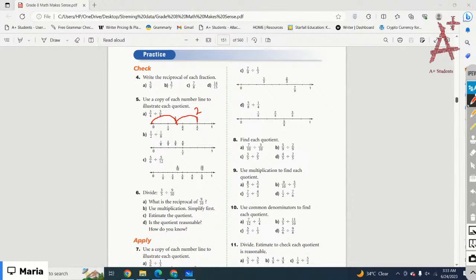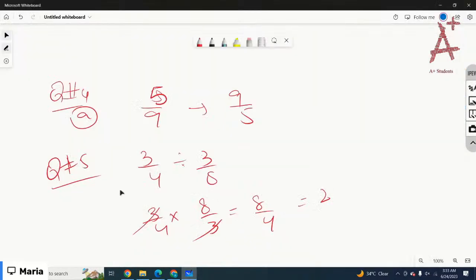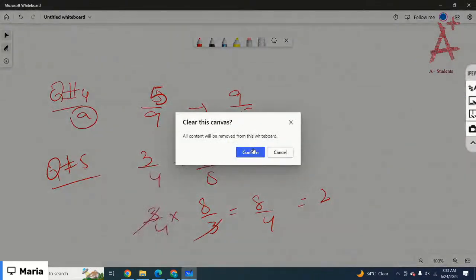Okay, just look at question number 6. Divide 3 by 5 dividing by 9 over 10. Question number 6.